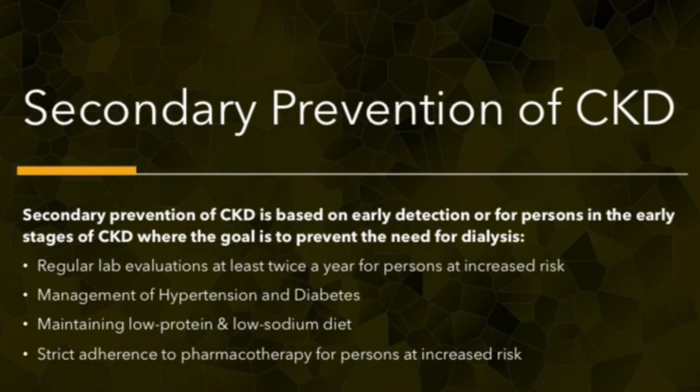Secondary prevention is when you are already in an early stage of chronic kidney disease, or you're at huge risk for chronic kidney disease, which means you probably already have chronic hypertension or chronic diabetes. CKD is hard to avoid if you're not doing anything about it. So you have to take your medications as prescribed. You could change your diet and get more strict by having a low protein diet or low sodium diet, and doing more regular lab evaluations to ensure that your creatinine and your BUN levels remain within normal range.